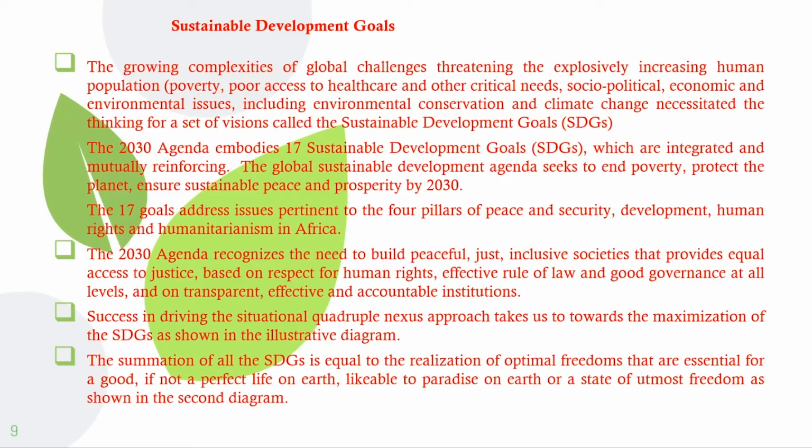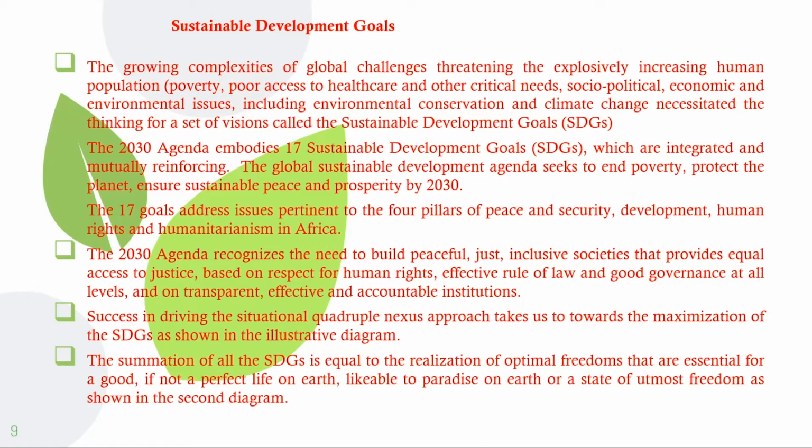The 17 goals address issues pertinent to the 4 pillars of peace and security, development, human rights, and humanitarianism in Africa. The 2030 Agenda recognizes the need to build peaceful, just, inclusive societies that provide equal access to justice based on respect for human rights, effective rule of law, and good governance at all levels, and on transparent, effective, and accountable institutions.